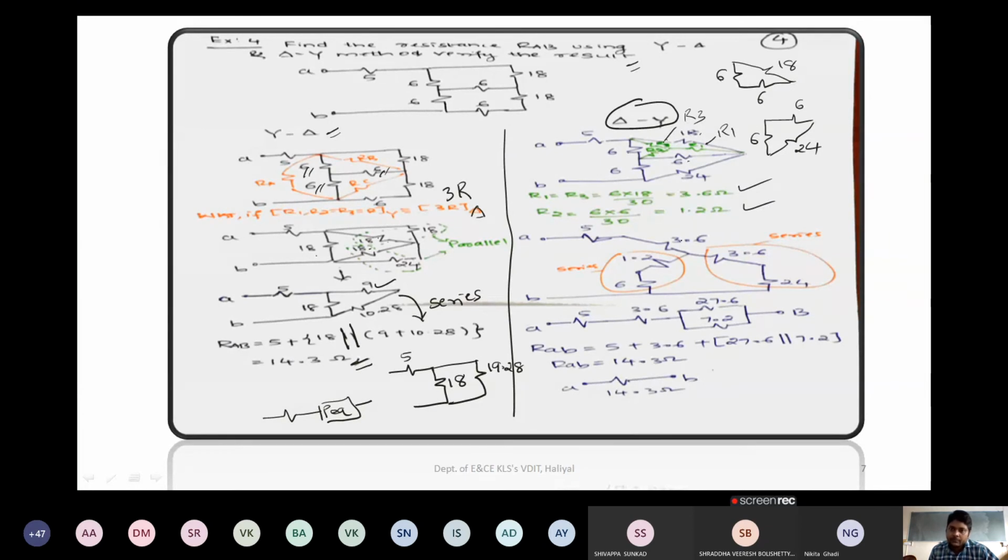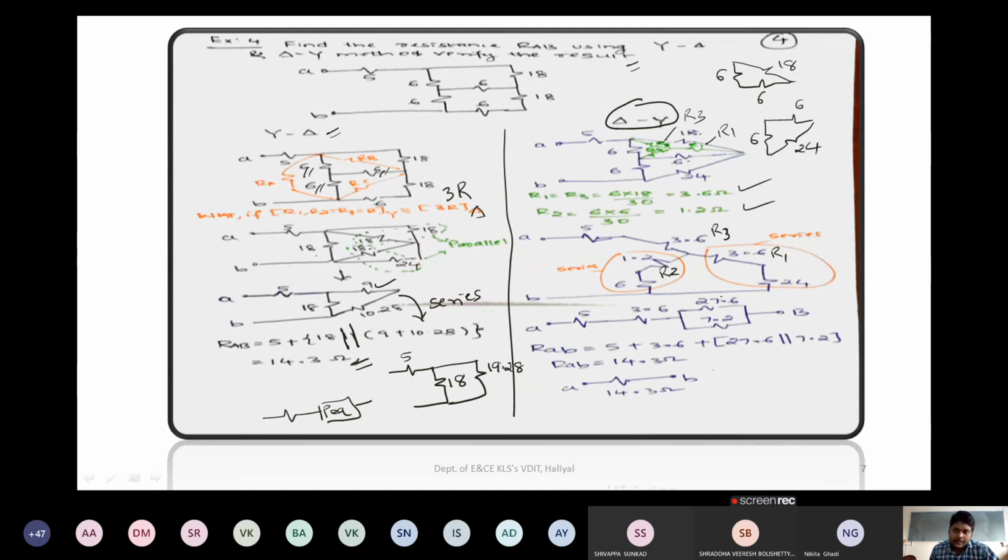So if you re-include these things, what we get is 3.6 here. This is our R1 and R3. Oh, sorry, this is R1 and this is R3 and this is R2. And here you can observe that these two are in series and these two are in series. You can add them. What you will get is 24 plus 3.6, 27.6 and 1.2 plus 6, 7.2. So this will be in parallel. So how we are getting like this, I have shown it here for this example. You can take this reference and you can calculate it here also.